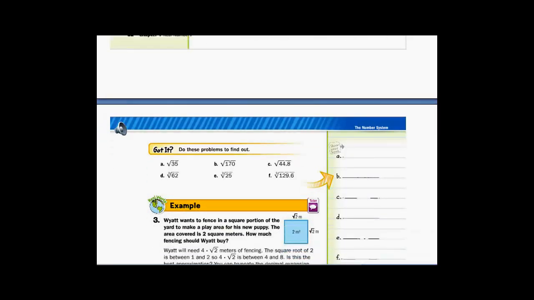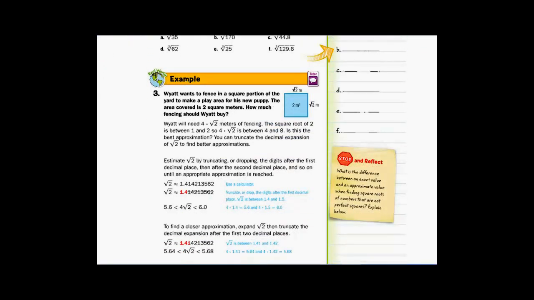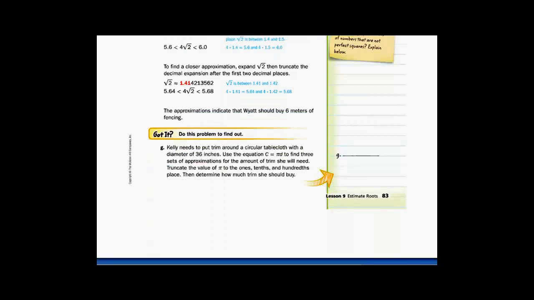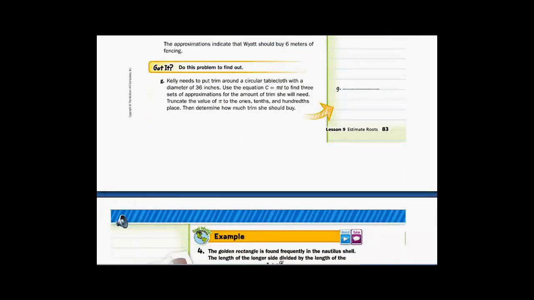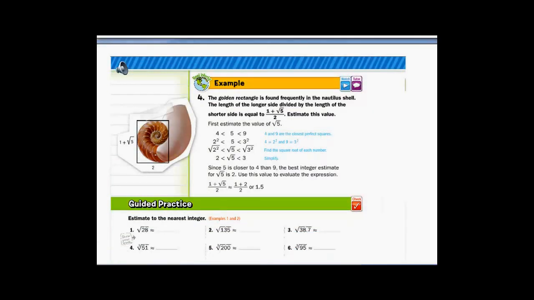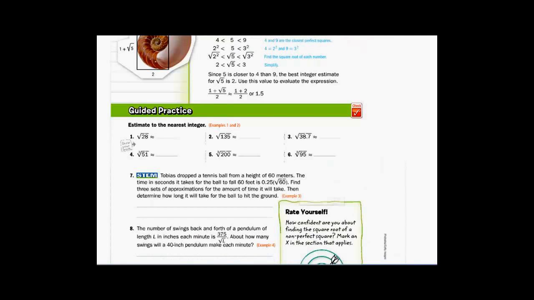So I believe we're going to skip this next example here, unless anyone wants to talk about truncating decimals, which I highly doubt. Some of you may not even be able to pronounce that. I had to practice. All right, let's look at the guided practice. Estimate to the nearest integer. I want you to pause and try 1, 2, 3, 4, 5, and 6.